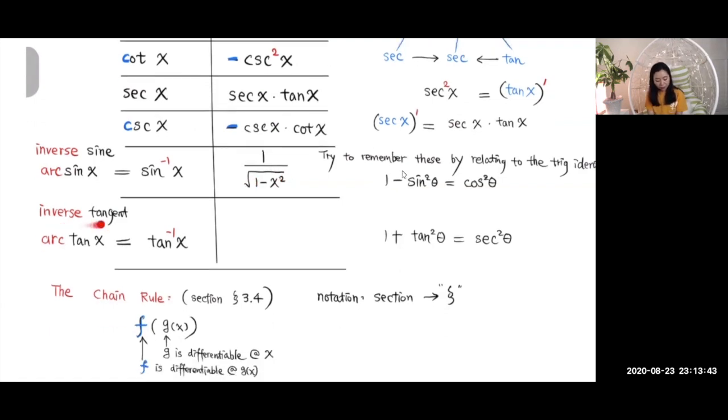Now, inverse tangent, that is the inverse function of tangent x. Or in another notation, that would be arctangent of x. The duality is 1 over 1 plus x squared. You can try to relate this with 1 plus tangent squared theta equals secant squared theta.